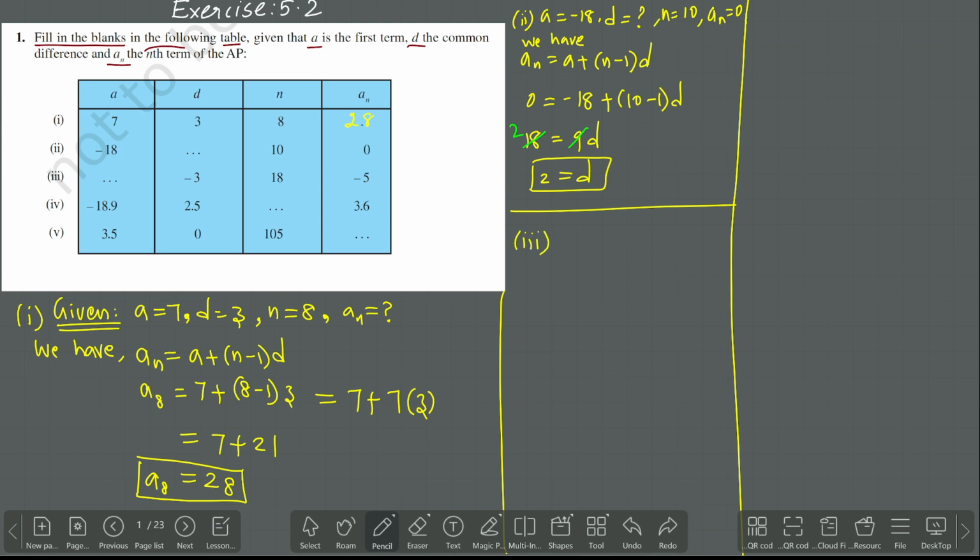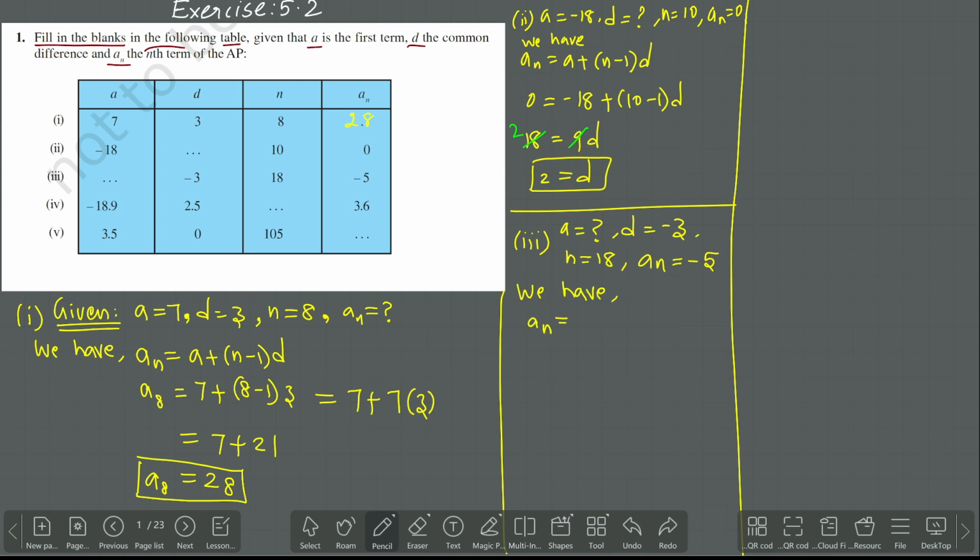Right, third. A is a question mark. And D is what, my dear? Minus 3. And N value? 18. And AN value? Minus 5, it's given.